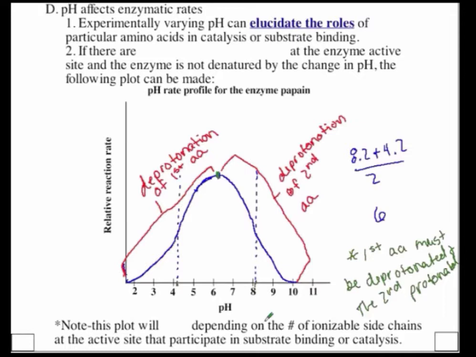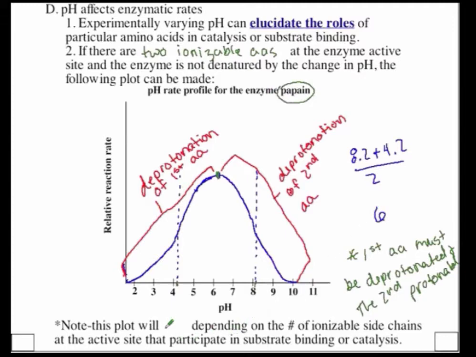So let's go ahead and write all of this down. If there are two ionizable amino acids at the enzyme active site and the enzyme is not denatured by a change in pH, then we can make this plot. And for papain out of papaya, we can certainly make this plot.